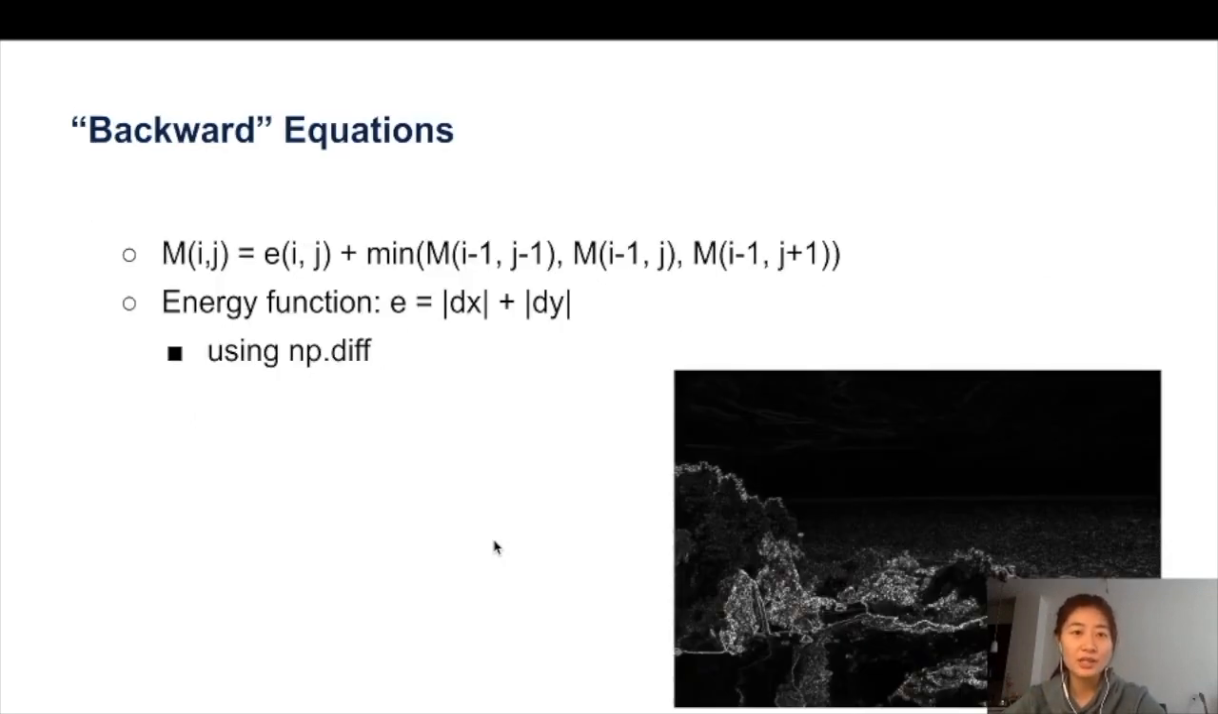This is the backward equation we're following, and the basic idea is for each point, we look at the nearest three neighbors, pick the smallest one, and add the energy at the point itself.